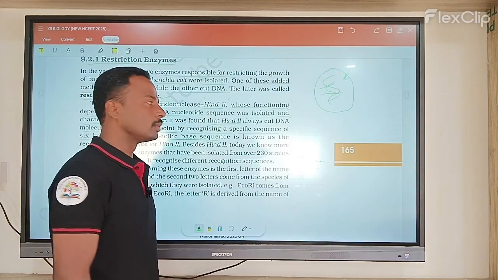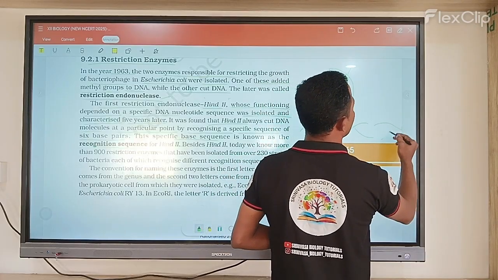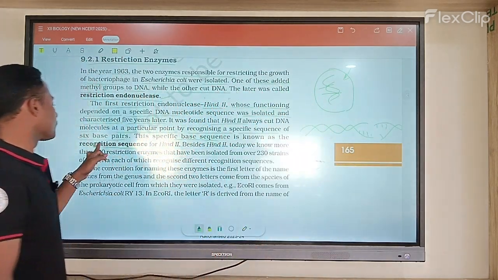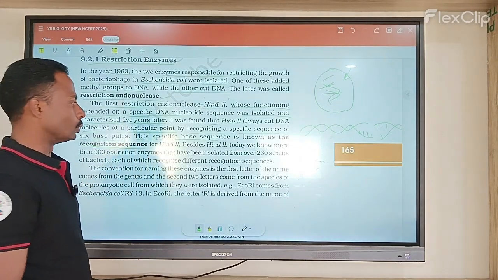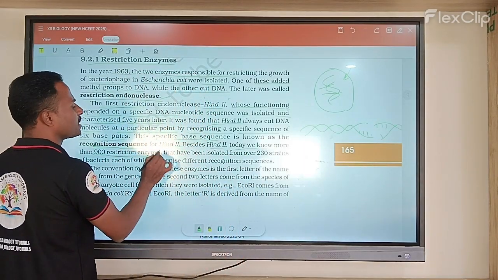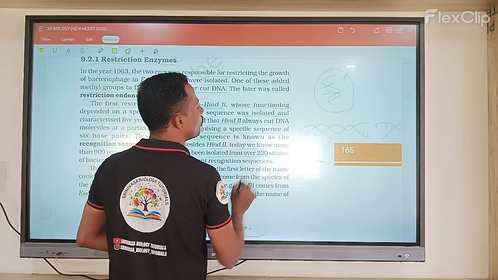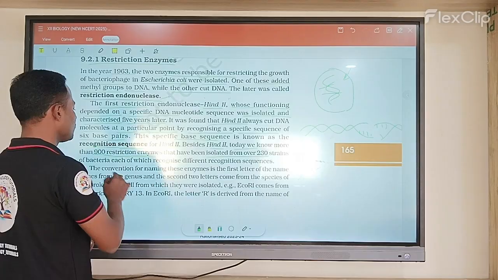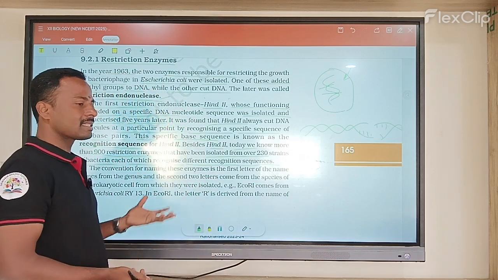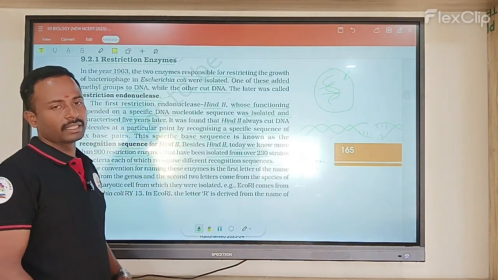So where we cut the DNA at a specific location, that specific region is called the recognition sequence for HindII. Besides HindII, today more than 900 restriction enzymes have been isolated from over 230 strains of bacteria, and each one recognizes a different recognition sequence.